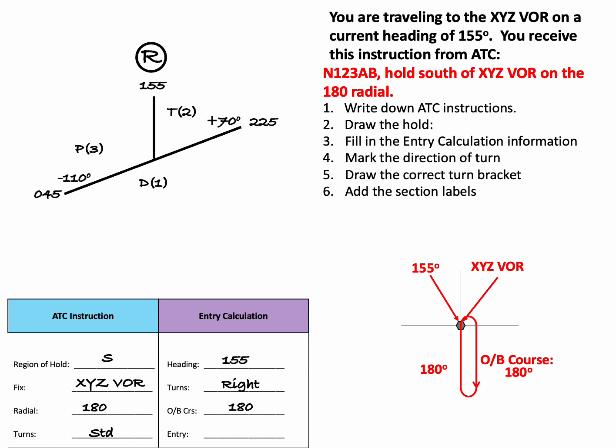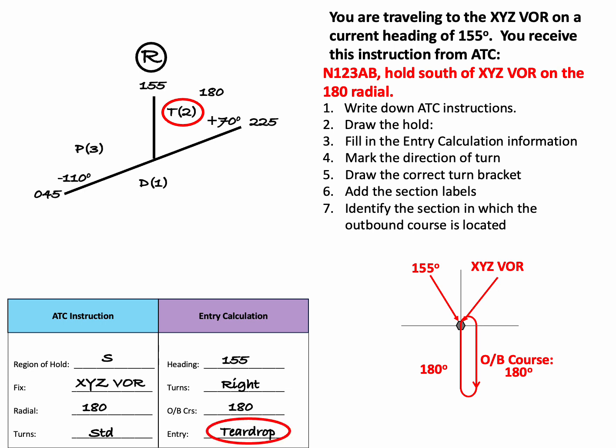Direct first priority is 225 to 045. Teardrop second priority is 155 to 225, and parallel third priority is 045 to 155. With the bracket labeled, identify the section in which the outbound course 180 falls. 180 is between 155 and 225. That means the entry is teardrop. Write teardrop in the last line of the entry calculation.